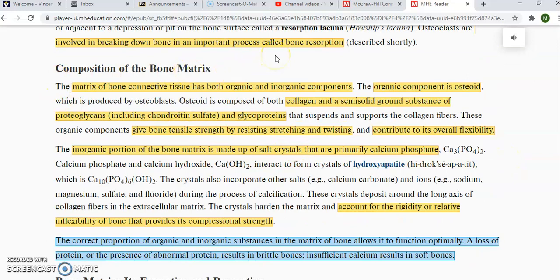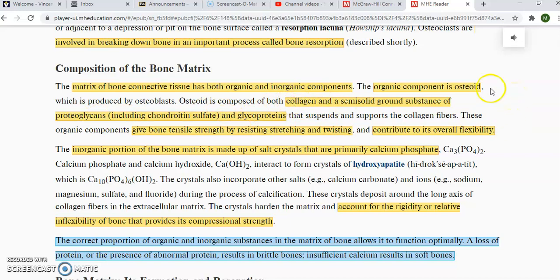So when we're talking about connective tissue, it always has cells, and those cells are producing some sort of matrix, some sort of extracellular material. So for our bone, it would be that organic component, which is called osteoid, but essentially that's a bunch of collagen fibers that those osteoblasts are producing. So that's the organic component of our bone tissue, the collagen. And then there's some other molecules in there, like proteoglycans and glycoproteins, but mainly you just remember the collagen.